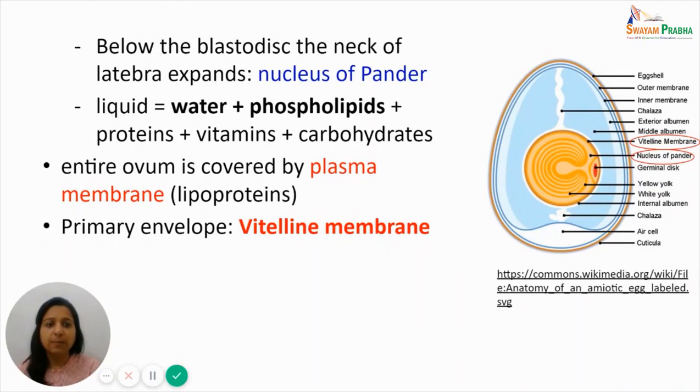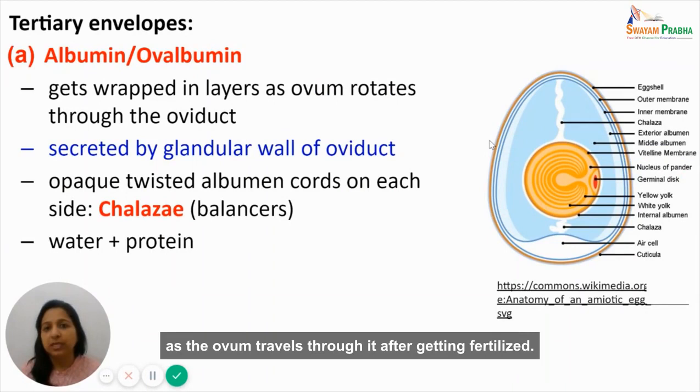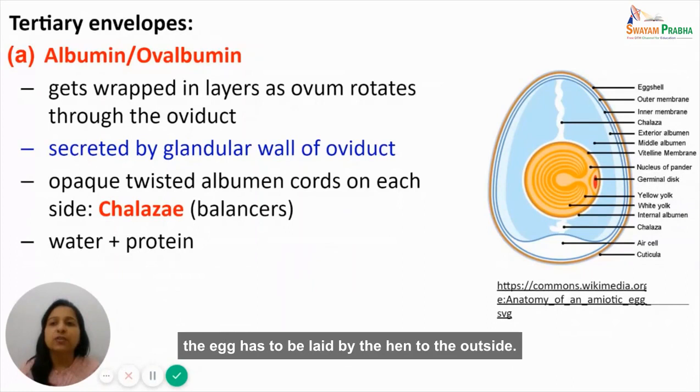There are no secondary membranes in the chick egg. Now, there are certain tertiary envelopes which are laid outside the vitelline membrane. These tertiary envelopes are laid by the oviduct as the ovum travels through it after getting fertilized. And after passing through the oviduct, the egg has to be laid by the hen to the outside.